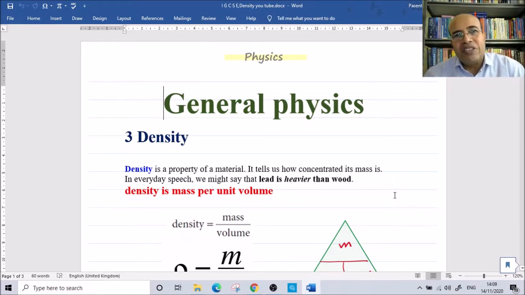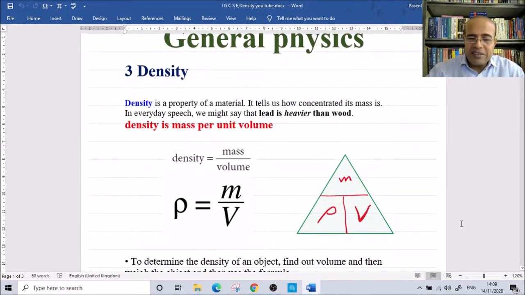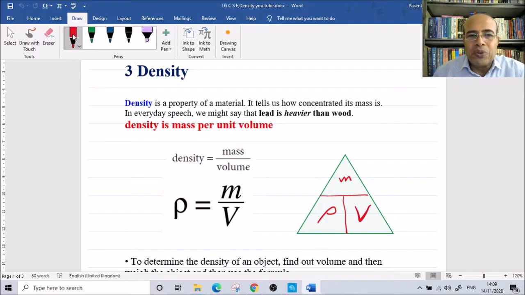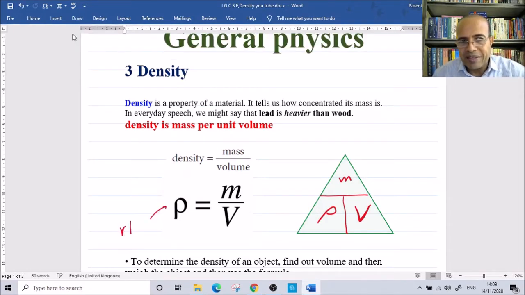What is the mathematical relation? Density is denoted by rho. This symbol is called rho. It is the mass divided by the volume. What is the unit of density? It depends on the unit of mass and the volume.